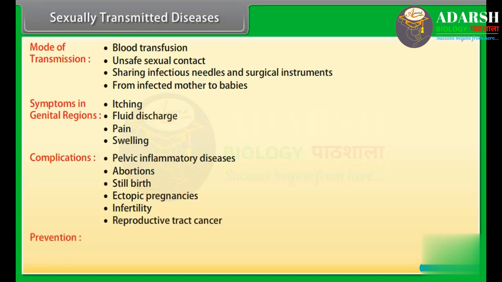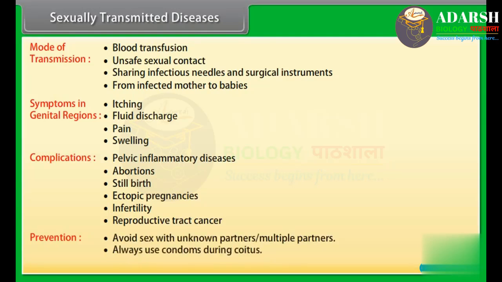Prevention: avoid sex with unknown partners or multiple partners. Always use condoms during coitus. In case of doubt, early detection and complete treatment can prevent complications.